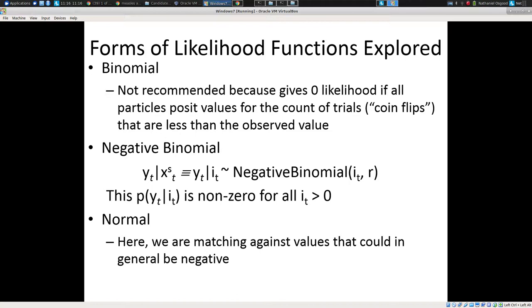The binomial assumes each person has a certain probability of reporting ill, and the actual reported number is just a result of a bunch of coin flips, essentially, for each person as to whether they get reported or not. But if there are fewer than 100 people sick, fewer than 100 coin flips occurring, there's no way you're going to get, say, 100 heads in them. And what this means is all particles will be associated with a likelihood of zero, and that causes problems with the particle filtering algorithm when it comes to so-called renormalizing the weights of the particles. The particles' weights have to sum to one, and if all of them are zero, they can't sum to one.